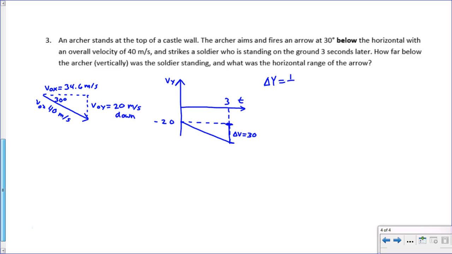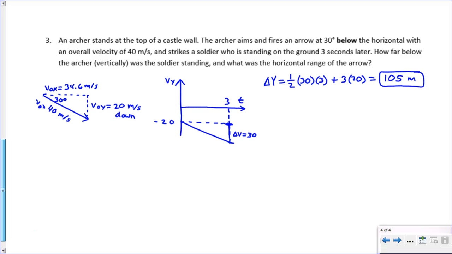And so what we can do to find the distance is we say that delta y here equals 1/2 times base times height for the triangle. That's 1/2 times 30 times 3. And then plus the area of the rectangle, which is 3 times 20. All right, and you add those together and you should get 105 meters. That is your change in height. So that is how far below the archer that soldier is standing.